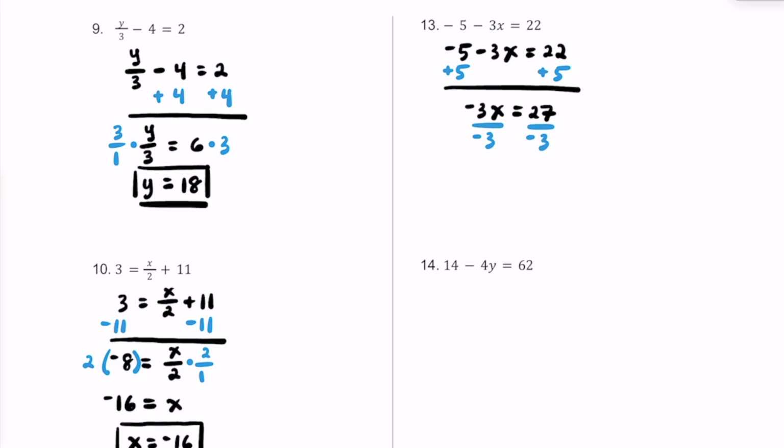And the reason why that makes sense is because negative 3 divided by negative 3 is just going to be 1x, or just x. So we're going to get x is equal to, and on the right side, 27 divided by negative 3 is going to be negative 9. So x would be equal to negative 9 here.